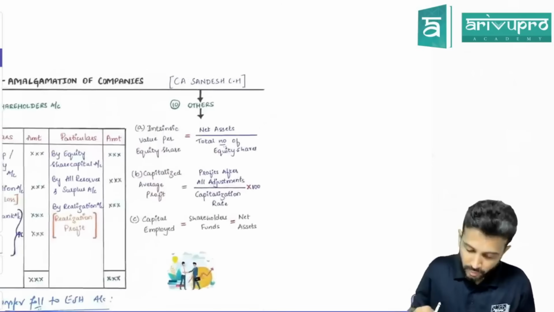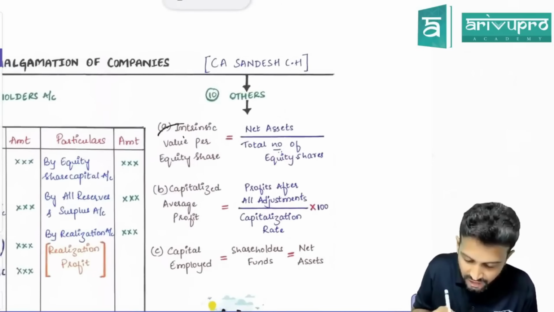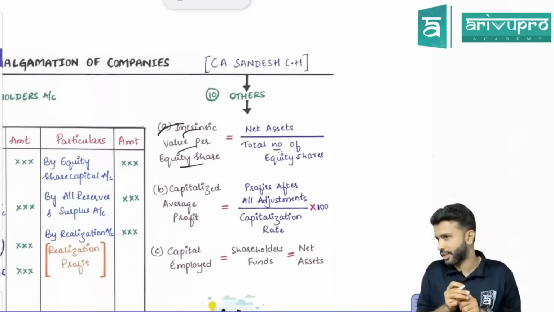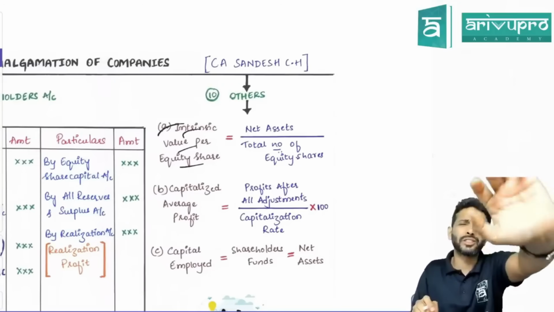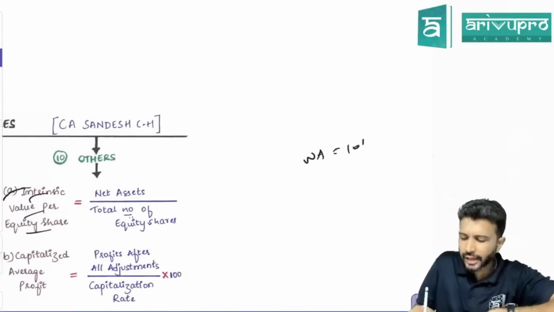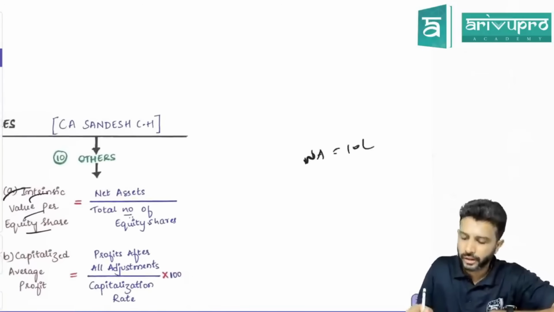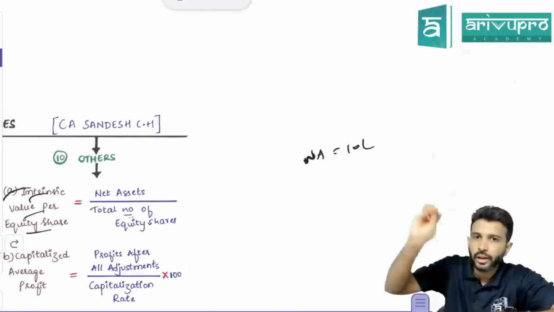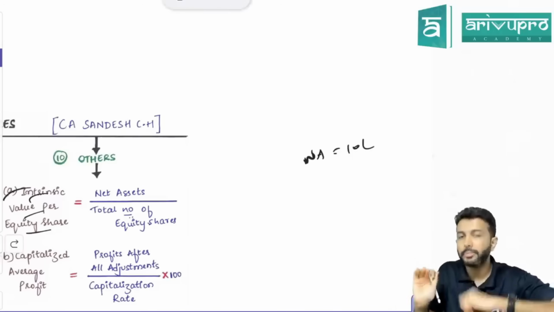Maybe one more is there. Sometimes they will say PC is given in the form of shares based on intrinsic value per share. Intrinsic value. Do you know net assets? Let's assume you got net assets of 10 lakh. Now, net assets belong to equity shareholders. Net assets belong to whom?